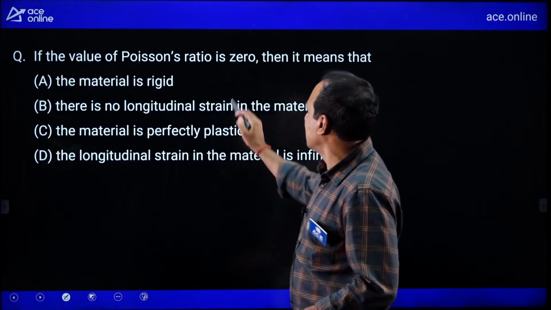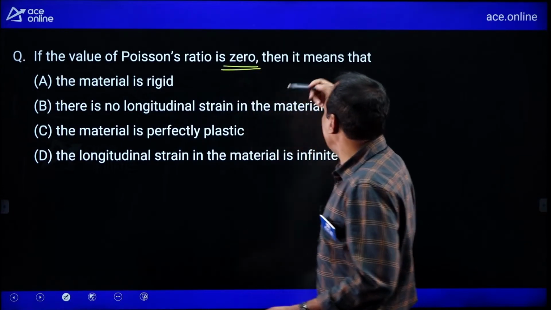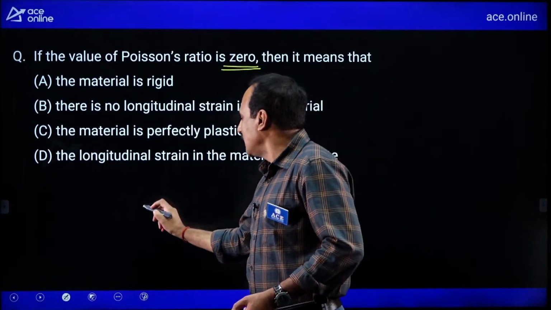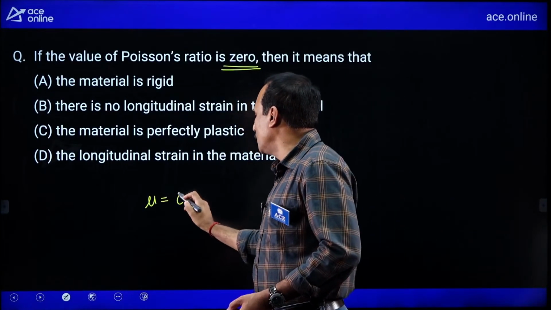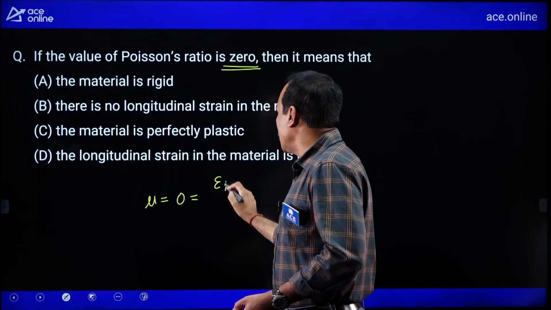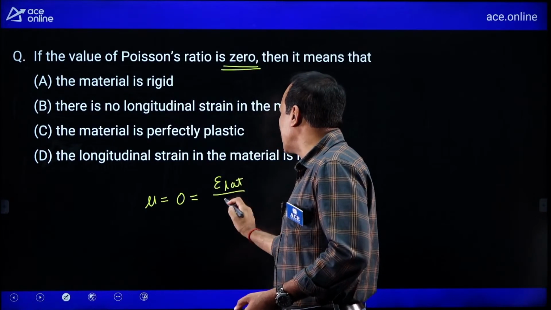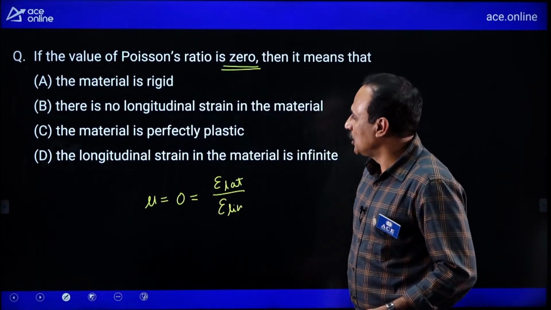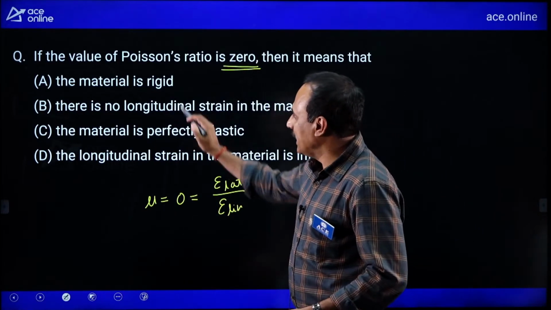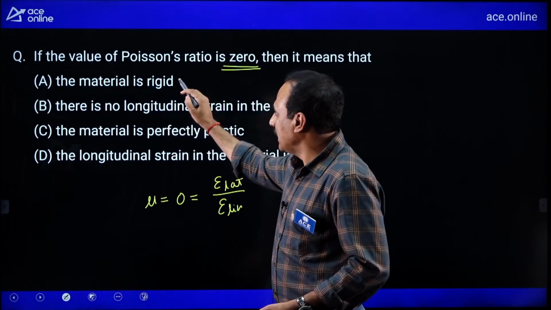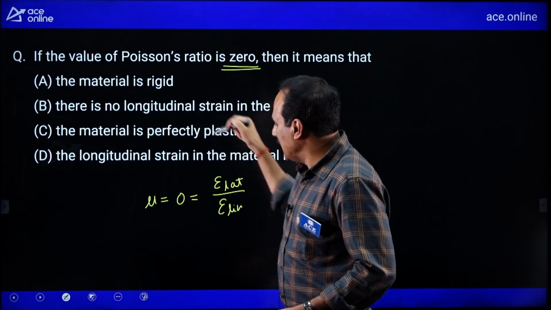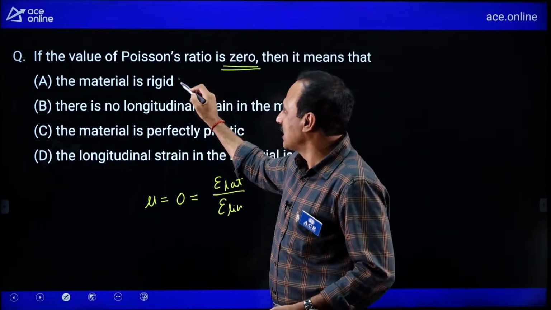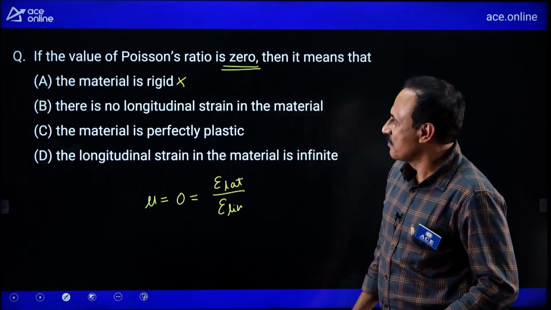ద వాల్యూ ఆఫ్ పాయిజన్స్ రేషియో ఈజ్ 0, దెన్ ఇట్ మీన్స్ దట్ పాయిజన్స్ రేషియో 0 అంటున్నాడు. పాయిజన్స్ రేషియో 0 అంటే పాయిజన్స్ రేషియో ఈజ్ లాటరల్ స్ట్రెయిన్ అపాన్ లీనియర్ స్ట్రెయిన్. పాయిజన్స్ రేషియో 0 కావాలి అంటే ద మెటీరియల్ ఈజ్ రిజిడ్ మెటీరియల్లో ఏమవుతుందంటే లీనియర్ స్ట్రెయిన్ 0 అవుతుంది, లాటరల్ స్ట్రెయిన్ కూడా 0 అవుతుంది. 0/0 ఇండిటర్మినేట్ ఇది, సో 0 కాదు.